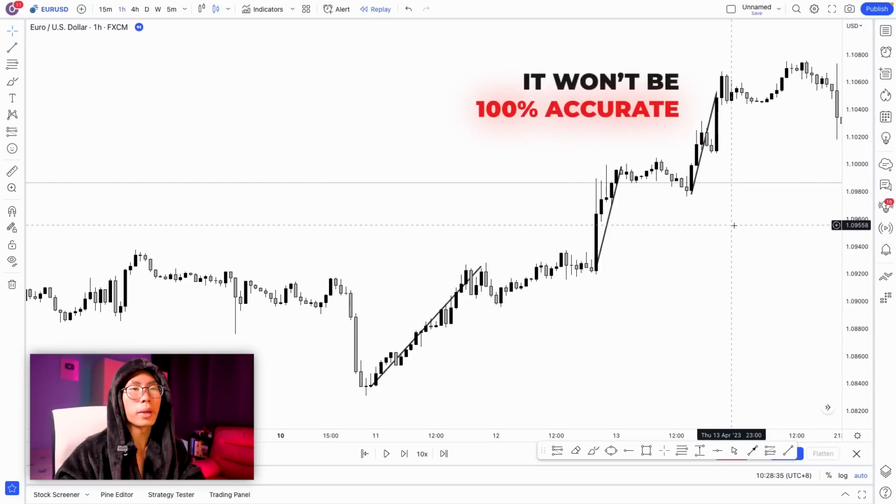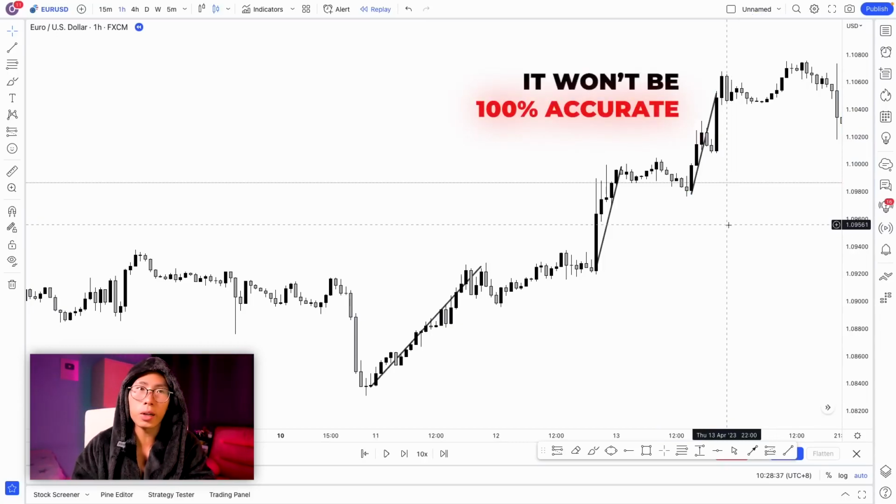You can see it's not going to be accurate 100% of the time, all right, because that's the point of technical analysis, right? It's not going to work every single time, but it gives you an estimate of where price is going to go next.